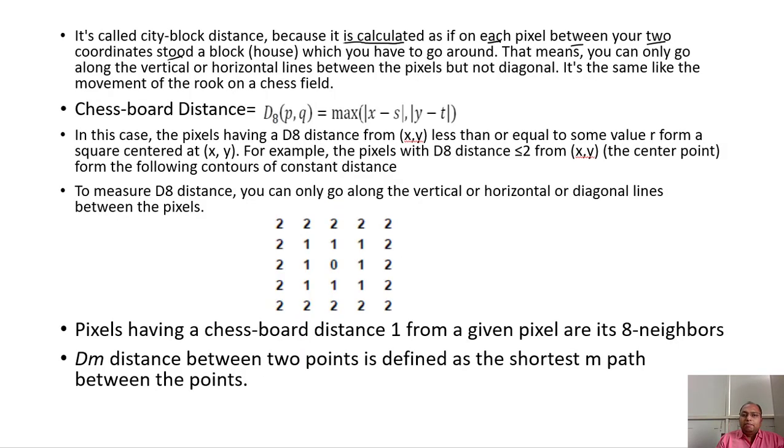Are you getting it? Okay, so let us discuss that. It is called a city block distance because it is calculated as if each pixel between your two coordinates stood as a block, like a house which you have to go around. That means you can only go along vertical or horizontal lines. So remember, vertical and horizontal lines, right? We cannot move in a diagonal manner between the pixels. That is the limitation of the city block distance.